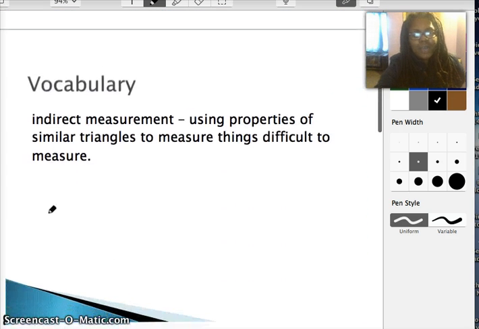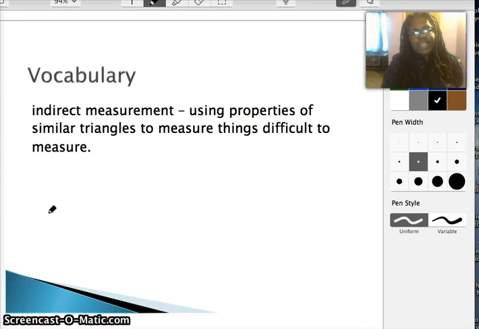Let's take a look at our vocabulary. So our vocabulary today is indirect measurement. We're using properties of similar triangles to measure things difficult to measure, like that flagpole in that example earlier.